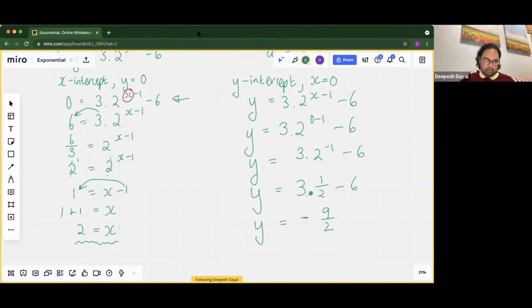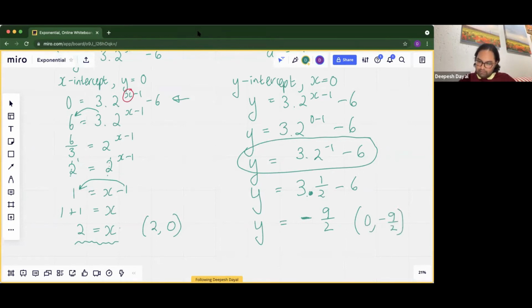Let me see. I don't know where that comes from. Here, minus 5.69. Just check if you're plugging it into your calculator correctly, right? You can just plug it in literally like this here: 3.2 to the minus 1 minus 6, right? It should give you minus 9 over 2, right? Okay. So how will we write it? It's the x-intercept, so it's (2, 0). And this one is (0, minus 9 over 2).